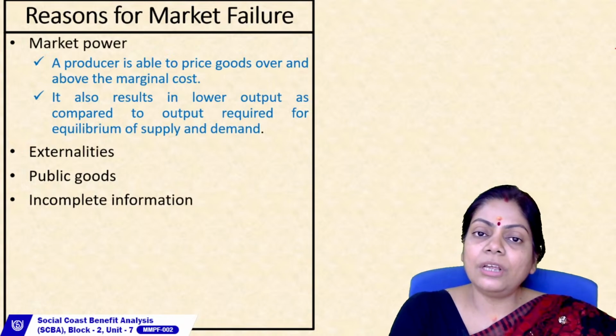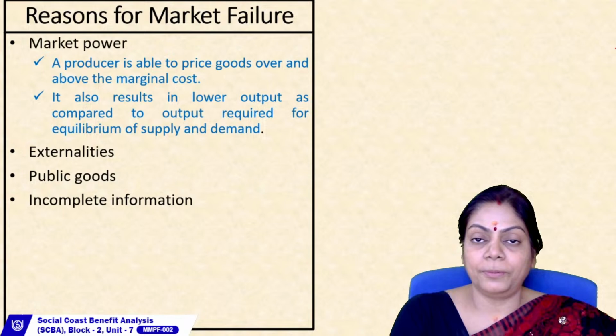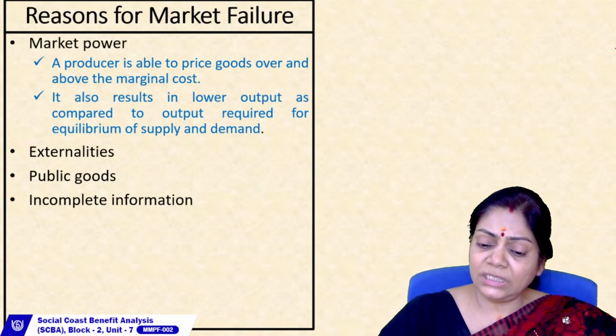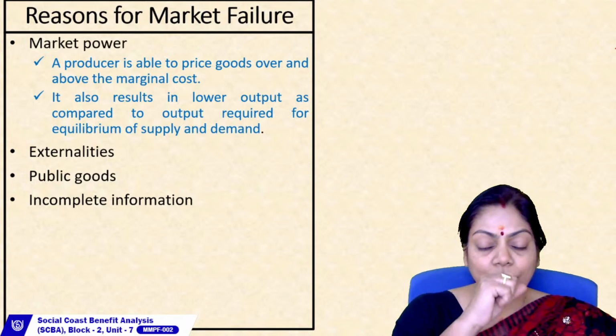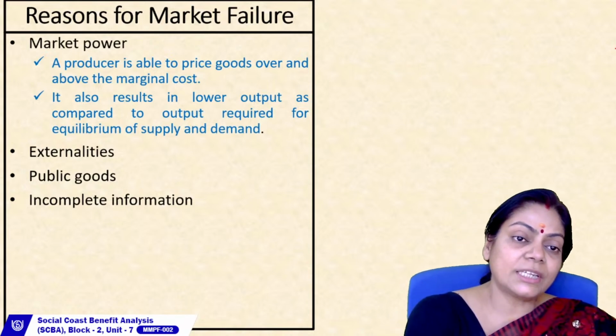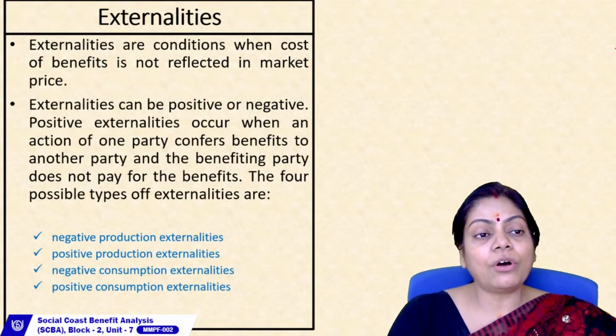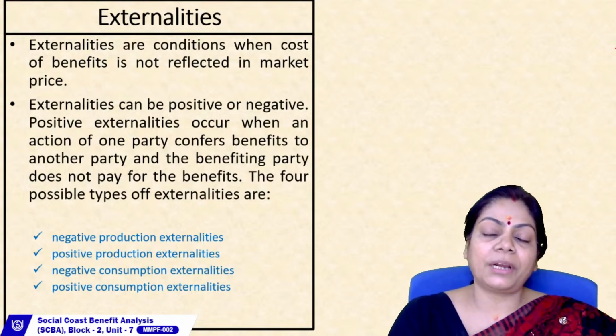So basically, resulting in the market failure, where the price of the product shoots up. Okay, that is one aspect. The second aspect is the externality. Now, what is an externality? The externality is the condition when the cost or the benefit is not reflected in the market price.